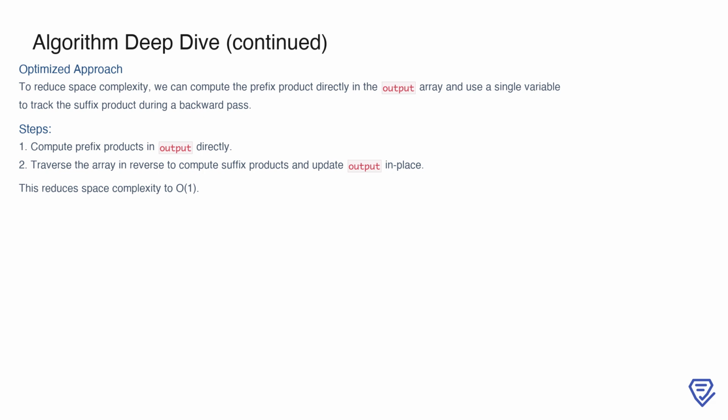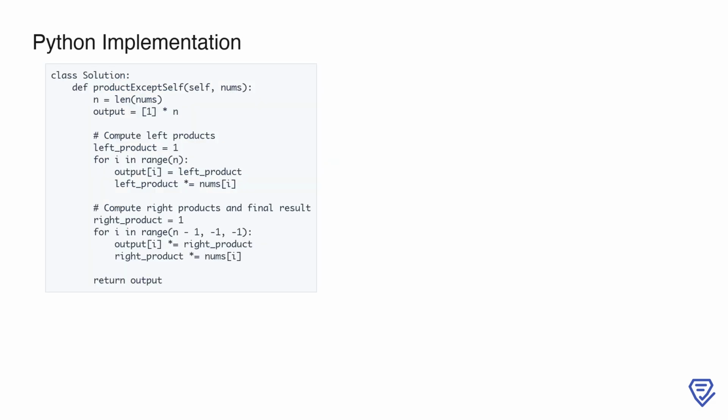This Python implementation solves the problem using a two-pass approach to calculate the product of all elements except the current one, without using division and in O(n) time complexity. 1. Initialization. We start by creating an output array of size n initialized to 1. This array will store the results. We also initialize left_product to 1 for calculating the cumulative product of elements to the left of each index.